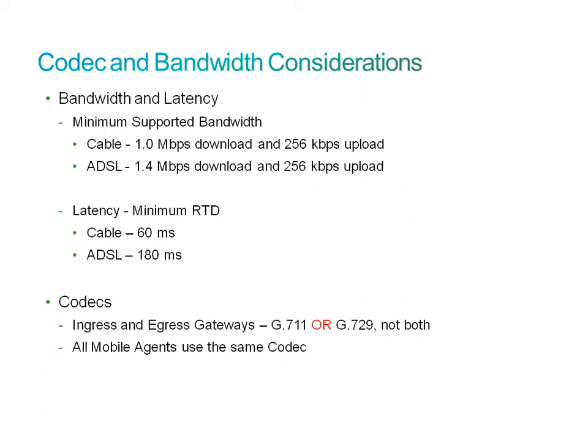The G711 or G729 codecs may be used for ingress and egress gateways. However, only one may be used, not both. In addition, you need to ensure that the codec selected in the Unified Communications Manager matches that which is selected in the peripheral gateway setup. Also, all mobile agents must use the same codec.